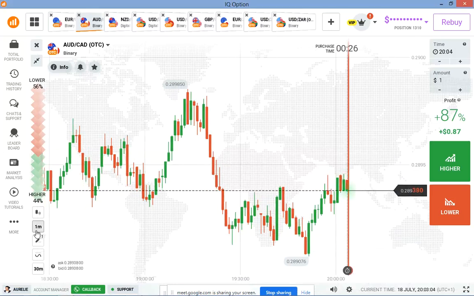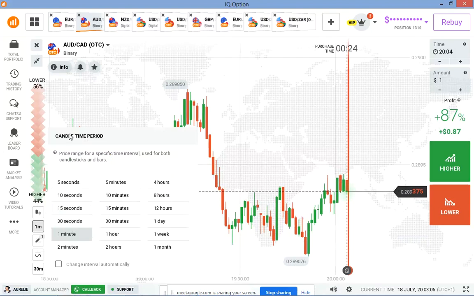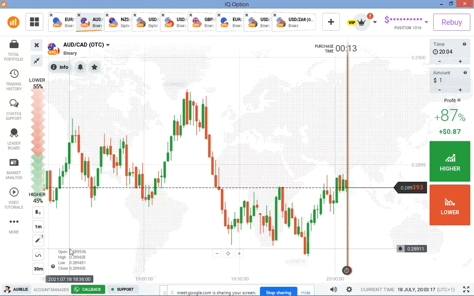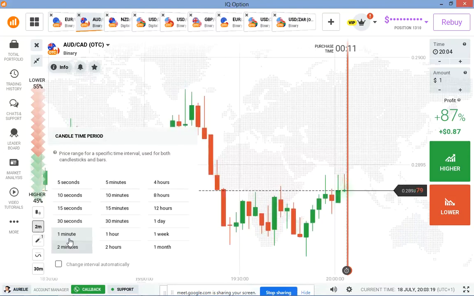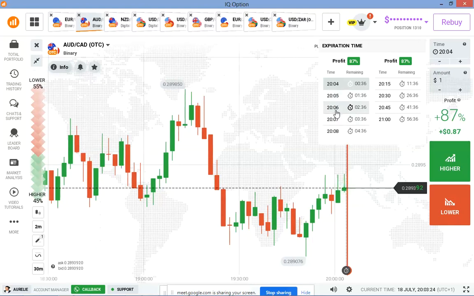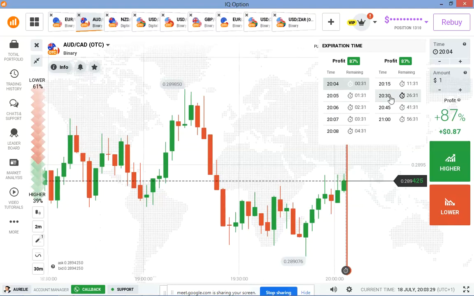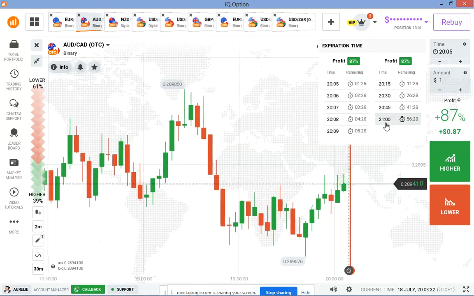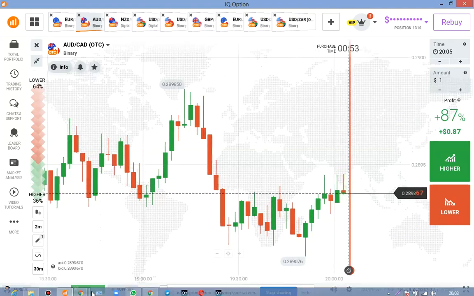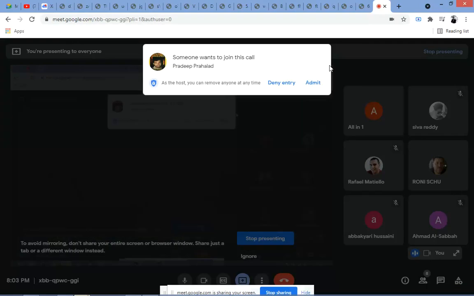Then the second way is that either you choose 1 minute candle time period and use 2 minute expiry time, or 3 minute, or 4 minute, or 5 minute expiry time. Or you use 2 minute candle time period and use 2 minute expiry time, 3, 4, 5, or 15, 30, 45. So either you use any of these expiry times. These are the two ways you can trade the binary option.